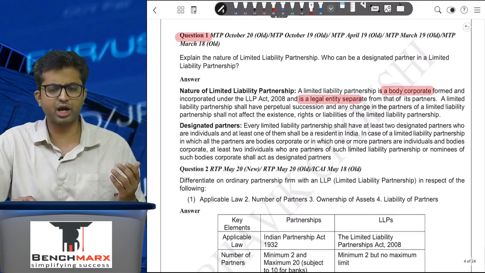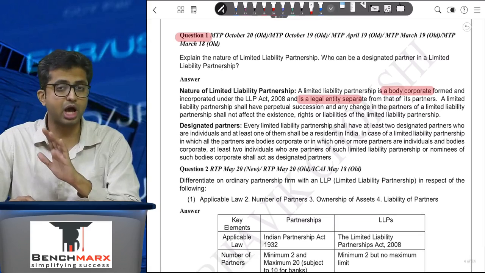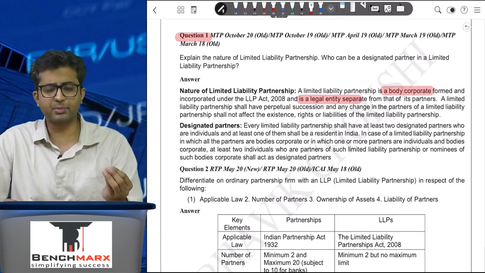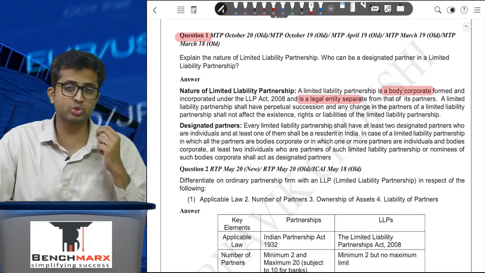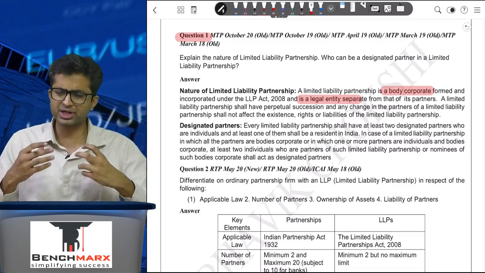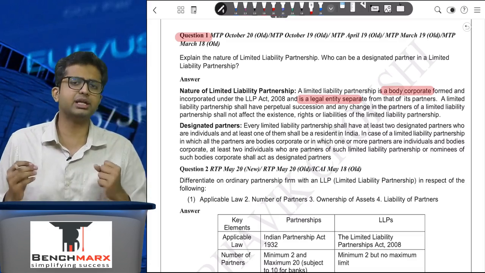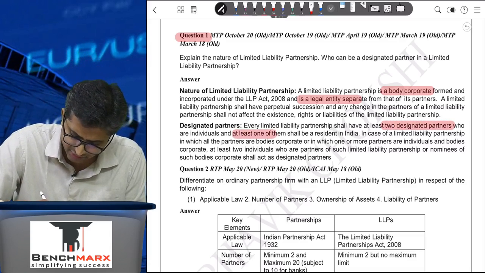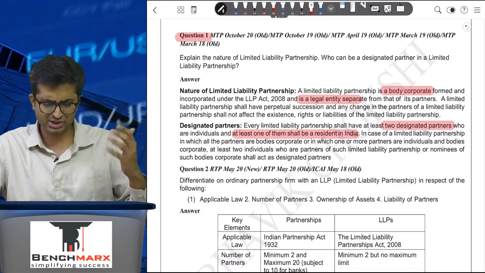And the liabilities of partners are limited, unlike a general partnership where it is unlimited. What is designated partners? Well, every LLP has to give a minimum 2 designated partners, out of which one of them has to be a resident. If your partners are body corporates, then they have to nominate an individual who can be a designated partner. So 2 designated partners, and at least one of them shall be a resident. So this is about it.